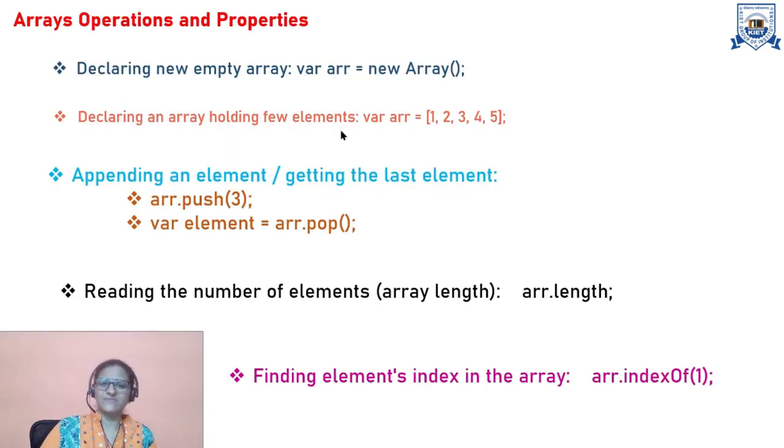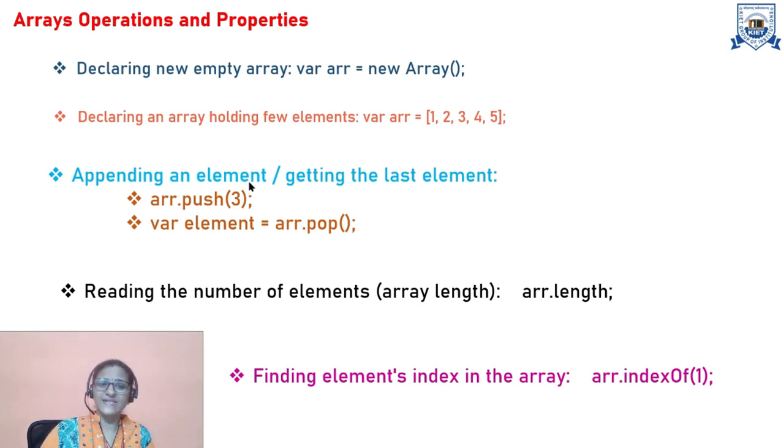Array operations, as we have already learned. Declaring a new empty array like this: variable arr equal to new Array. This is the way to create a new empty array. Declaring an array along with holding a few elements, if we want to assign some elements while creating it. This is the way, where the name of the array and at the time of declaration we are assigning the values to it.